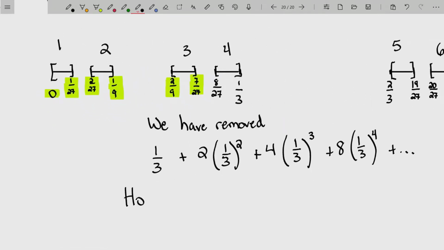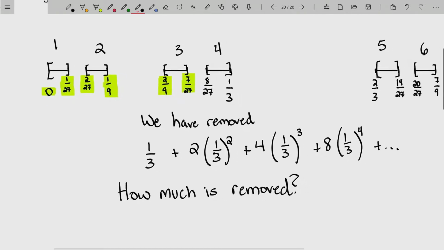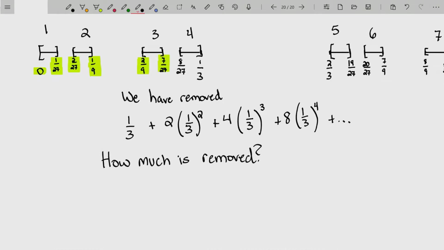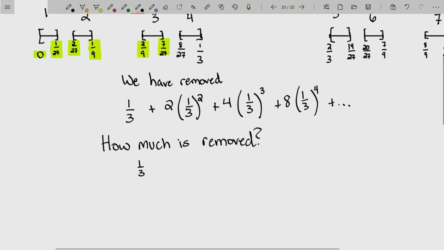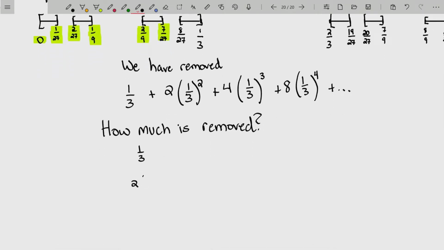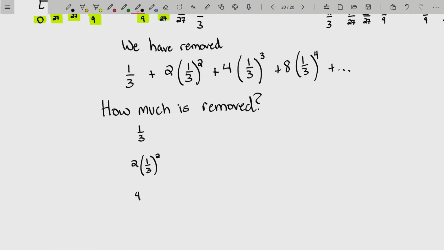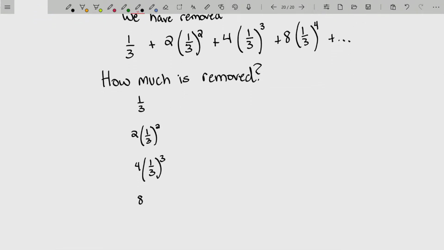So how much have we removed? Well, let's make a sequence out of this. We started with 1/3, and then we went to twice 1/3 squared. Then we went to 4 times 1/3 cubed. Then we went to 8 times 1/3 to the 4th. Well, if this is geometric, then we can call that A.